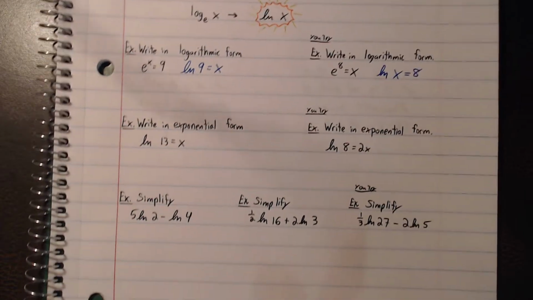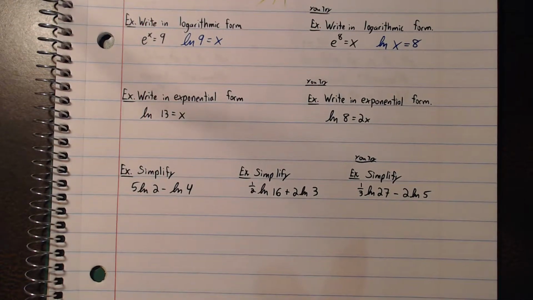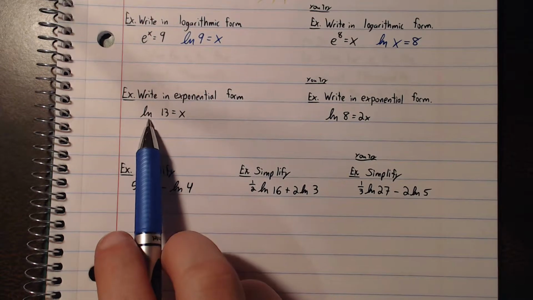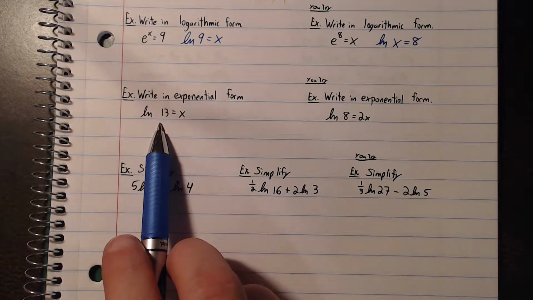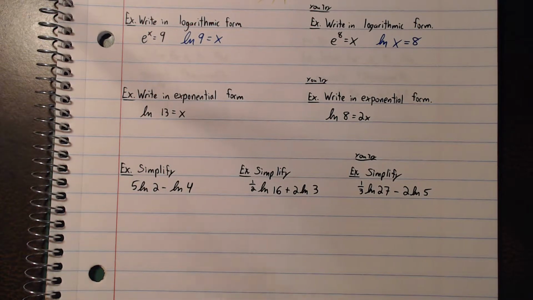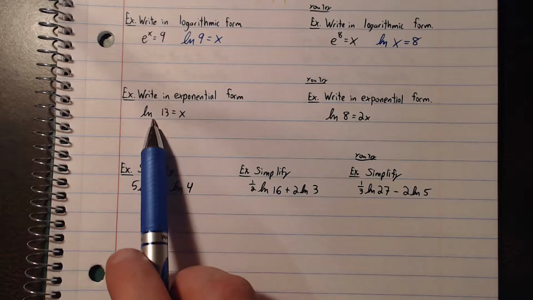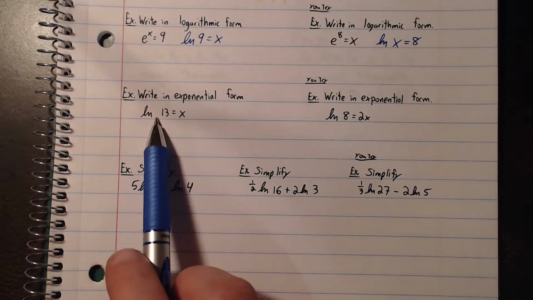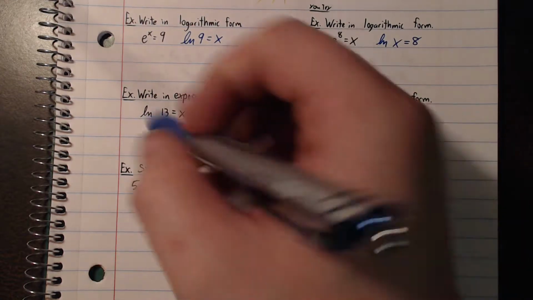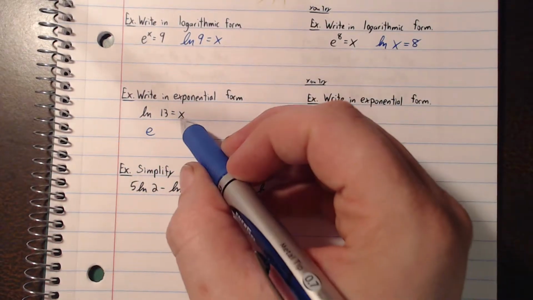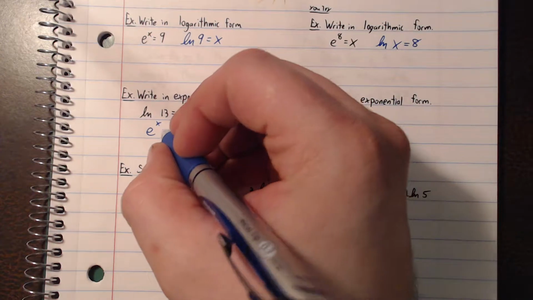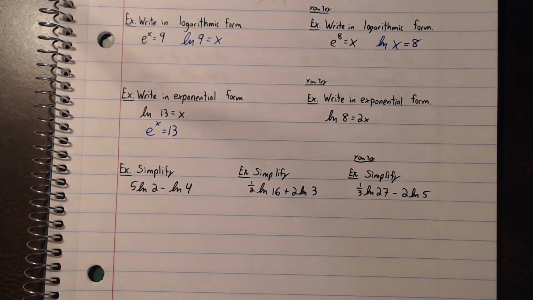Then we have writing in exponential form. They start off with natural log of 13. We want to write it in exponential form. Well, my base here, it tells me, is e, even though it's not written there. So I have e to the power of x equals 13.